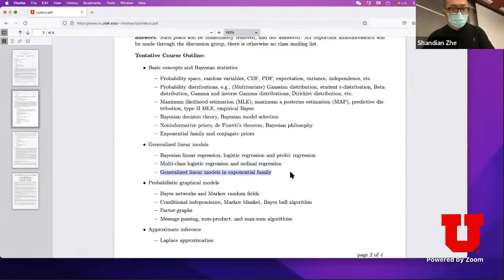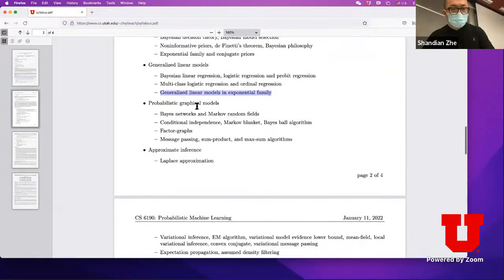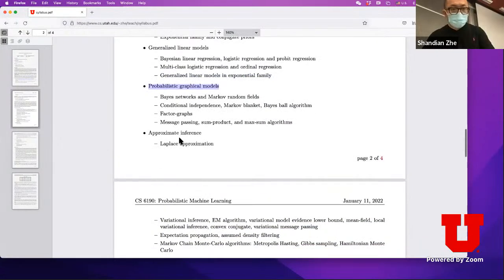And even more general, right? If you want to extend our linear models in the exponential family, what is the general inference framework? Then we'll talk about the probabilistic graphical models, right? This is also very important.